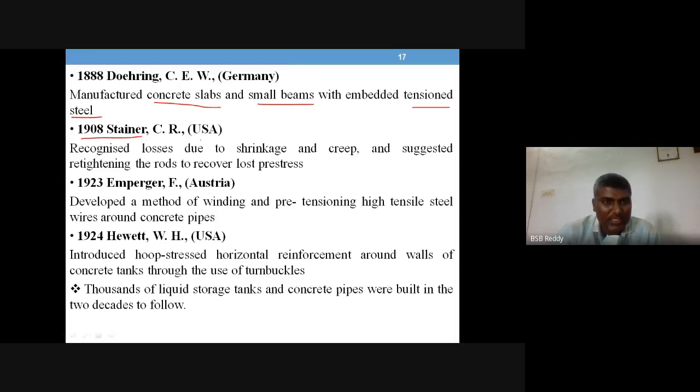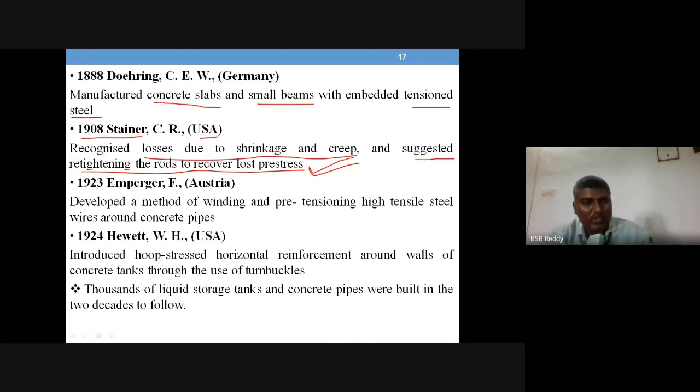1908, Steiner from USA recognized losses due to shrinkage and creep, and suggested retightening the rods to recover lost pre-stress. This is also one good, interesting finding from the history of pre-stress. So you are losing the pre-stress value, you know it.